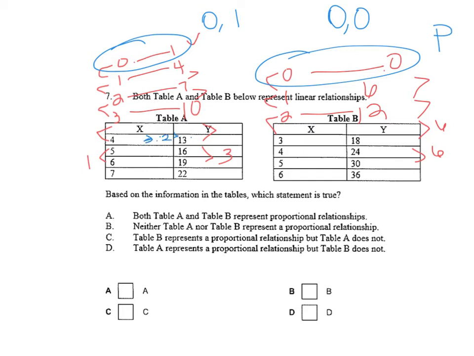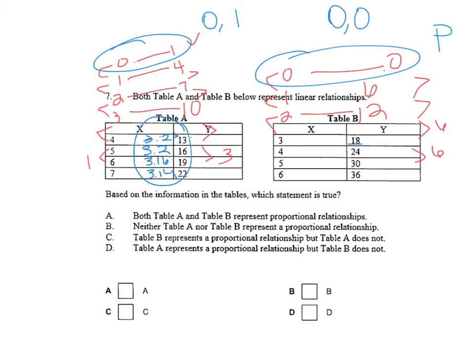3.25. 16 divided by 5 is 3.2. 19 divided by 6 is 3.16. And 22 divided by 7 is 3.14, okay? See how those are all different numbers? Now look at table B.